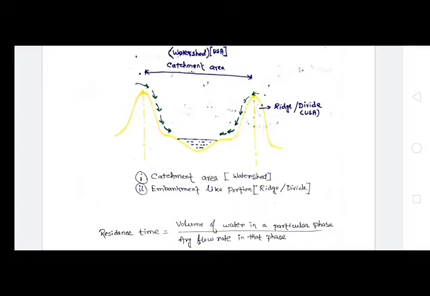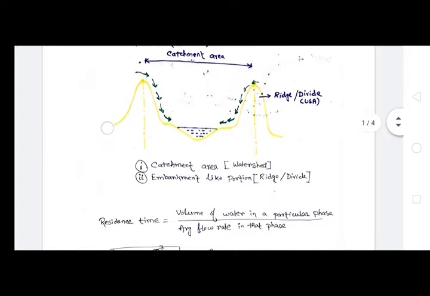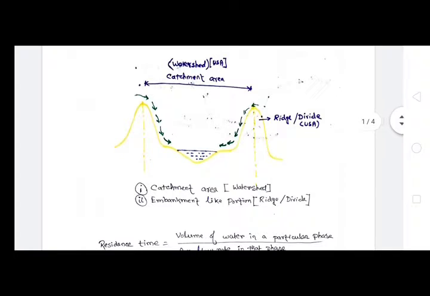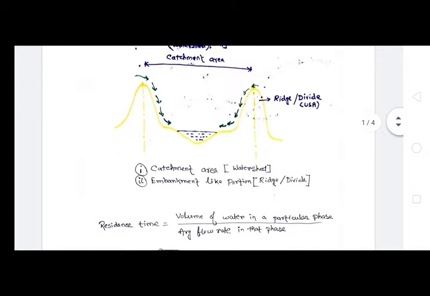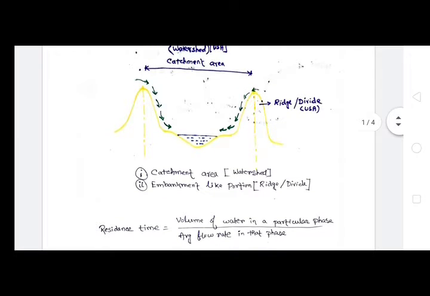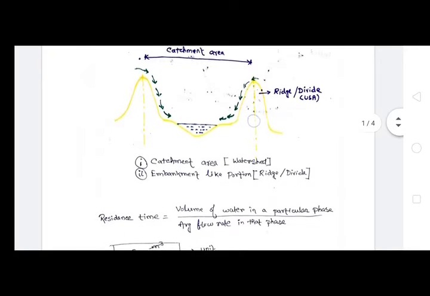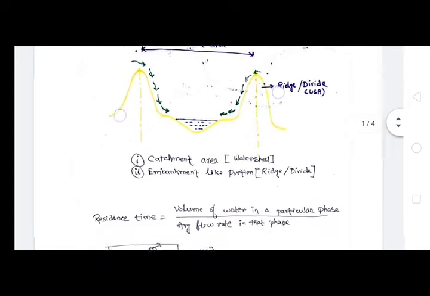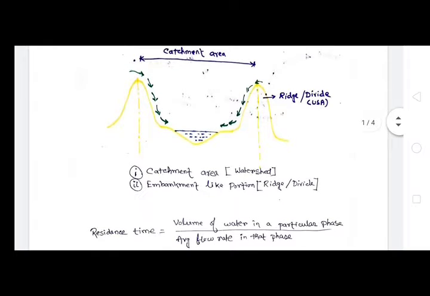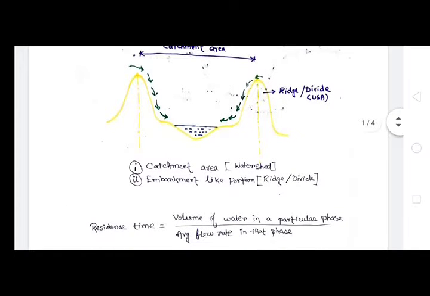And the ultimate top, where the contributing runoff started, these two hill-type structures are called the ridge.